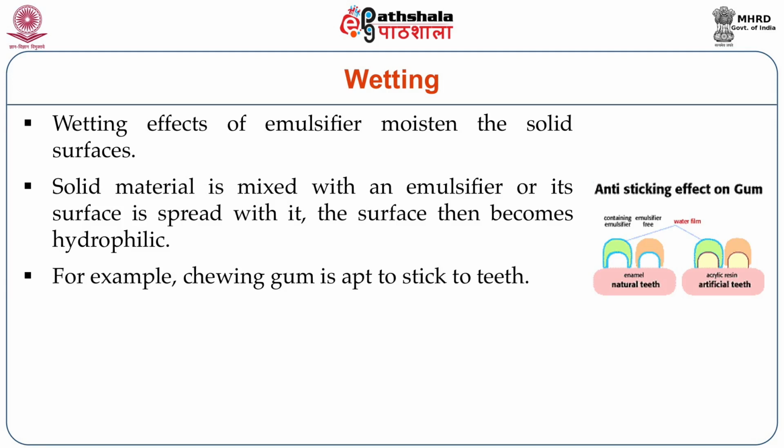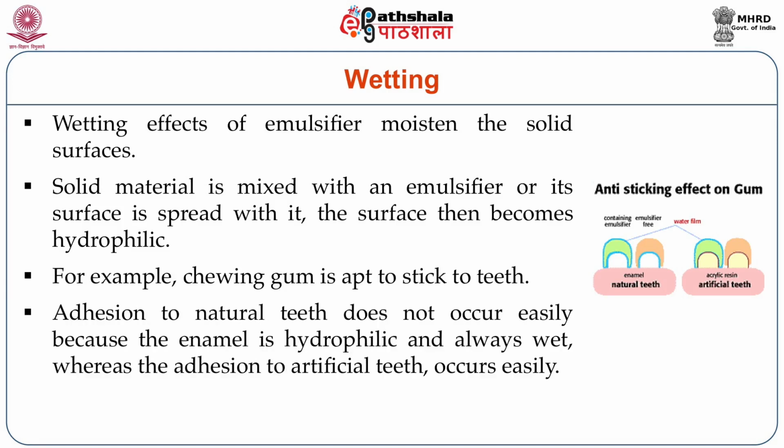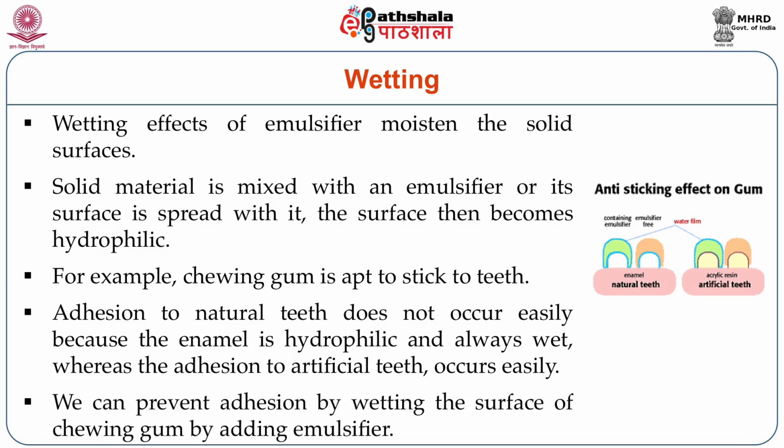For example, you have chewing gum. Chewing gum generally has the characteristic of sticking to the teeth. Adhesion to natural teeth does not occur easily because enamel is hydrophilic and is always wet. Whereas if a person has artificial teeth, the adhesion can happen very easily. But we can prevent the adhesion by wetting the surface of the chewing gum with the addition of an emulsifier.